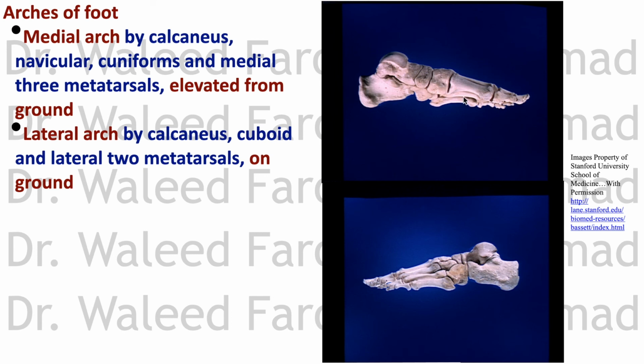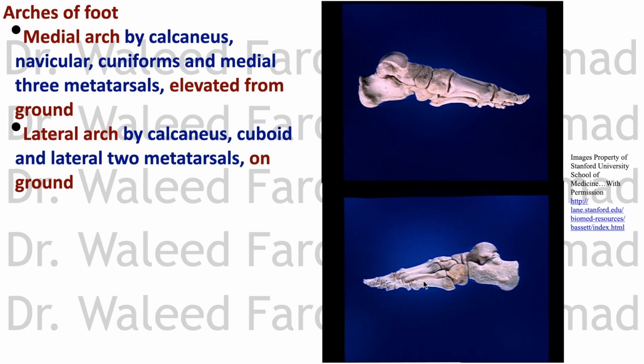The medial longitudinal arch is raised off the ground, and the lateral longitudinal arch is on the ground. Now, when we study the components of each arch, the medial arch starts with the calcaneus, then the navicular. Some books consider the talus as well. Then the navicular, cuneiforms, and medial 3 metatarsals. It's elevated from the ground. The lateral arch is formed by the calcaneus, cuboid, and lateral 2 metatarsals.